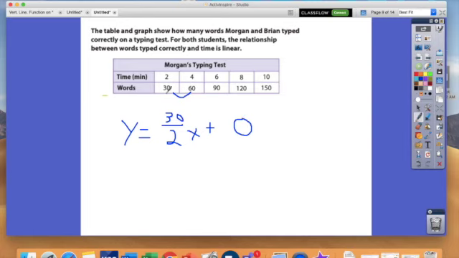Also, think about this reverse pattern here. I know that each one of these gaps is 30, right? I know that each one of these gaps is 2. So if I go down 2, it's going to be at 0. Which means if I go down 30, it's also going to be at 0. So there's my first equation. And we could simplify that and make it y equals 15x. So Morgan types 15 words per minute.